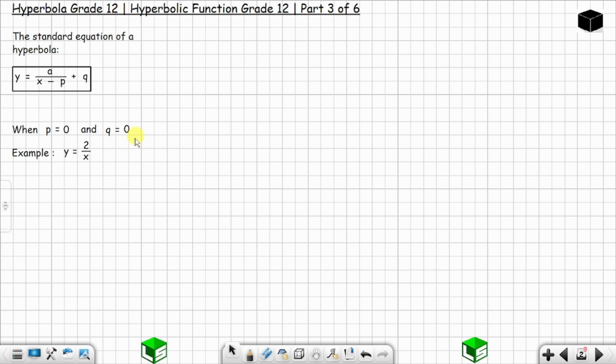For this example, you can have a graph like this one. You can see, this is the graph of y is equal to 2 over x. So we are going to analyze this equation when p and q are equal to 0. We want to understand how it works. Okay, let's start with this example.